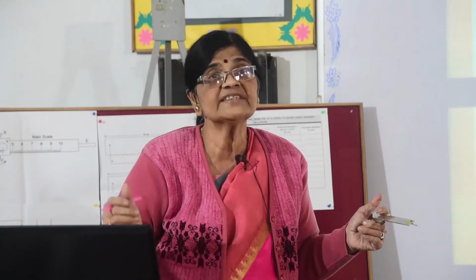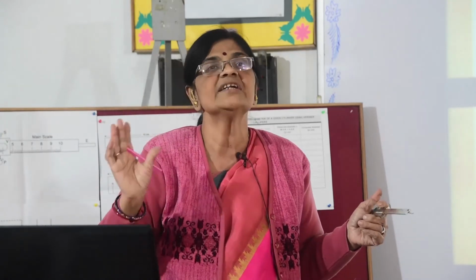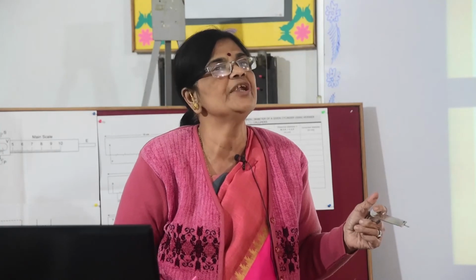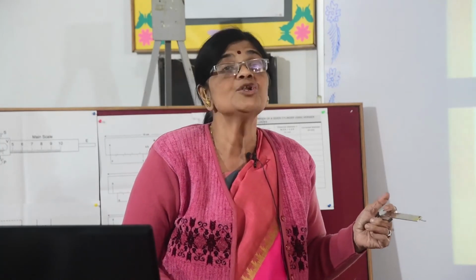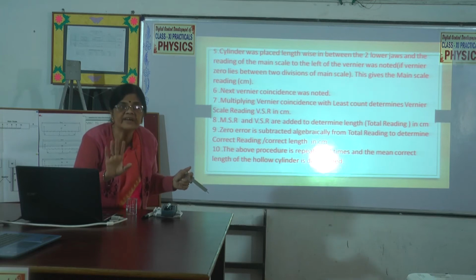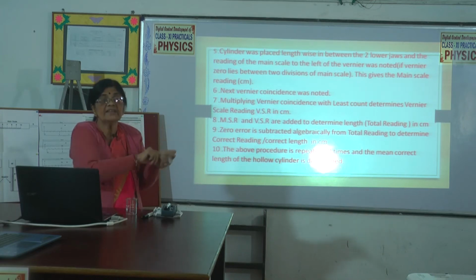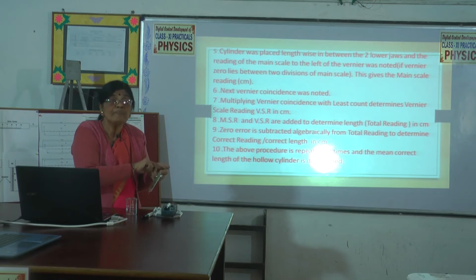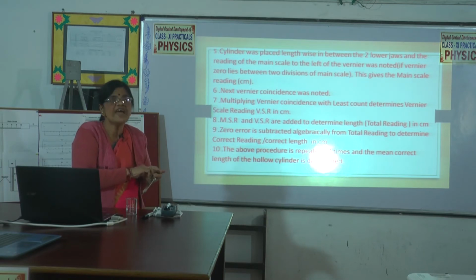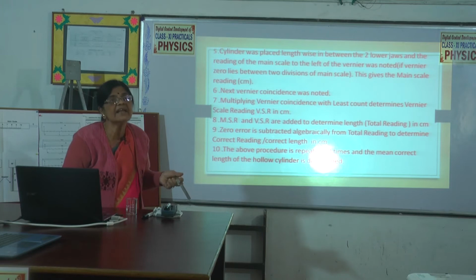So what will be my vernier scale reading? Vernier coincidence multiplied by the least count. So VSR will be 6 into 0.01, which is 0.06. Then the total reading will be 2.5 plus 0.06, which is 2.56. This is the uncorrected length of the cylinder. Then I have to subtract minus of plus 0.01. So 2.56 minus plus 0.01 gives 2.55, which is the correct length of the cylinder.